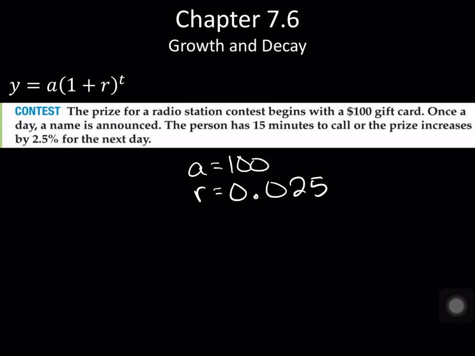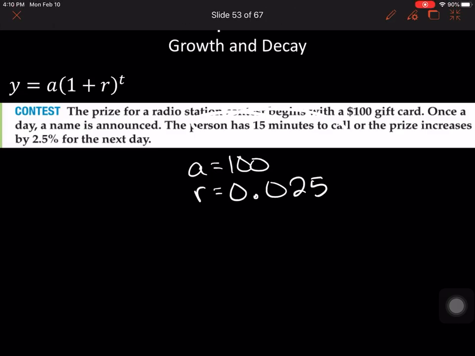Okay, so don't get confused with the person has 15 minutes to call. Like, that 15 minutes is not how things are growing. The thing that tells us how it's growing is the next day. Once a day, a name is announced, the prize increases the next day. So here we go. We've got those pieces kind of identified.